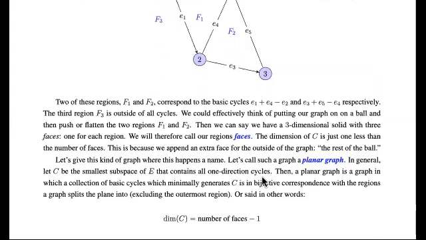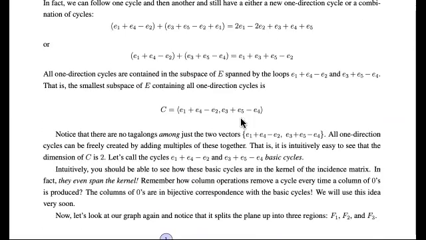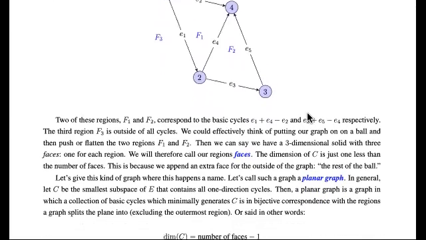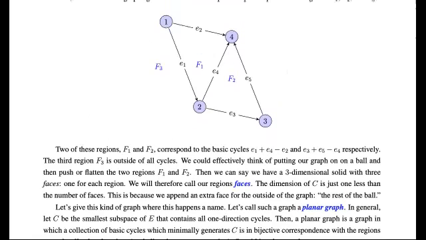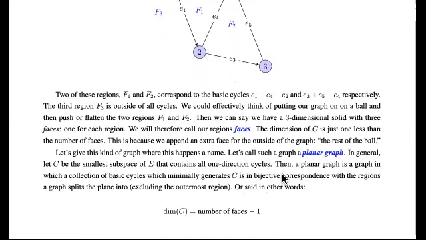The dimension of C, so what is C again? Let's review. Up here, C is the span of all the cycles. The dimension of C is just 1 less than the number of faces. That's because the number of faces was 3, and the cycles had dimension 2. What is a planar graph?